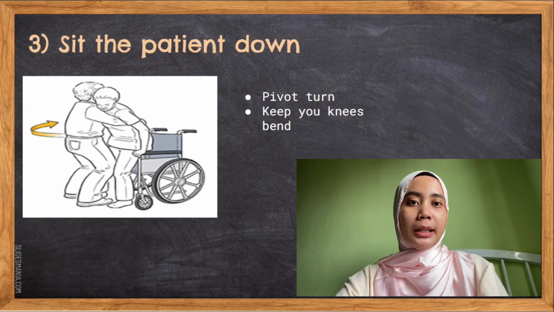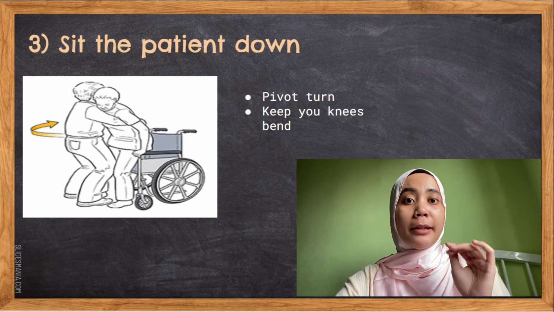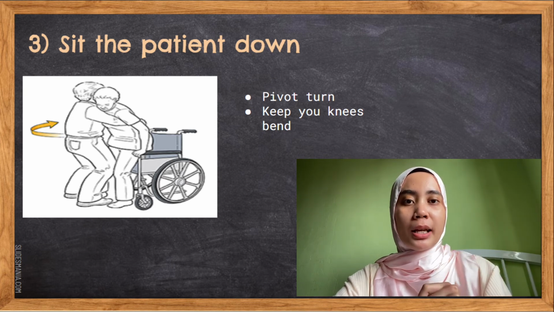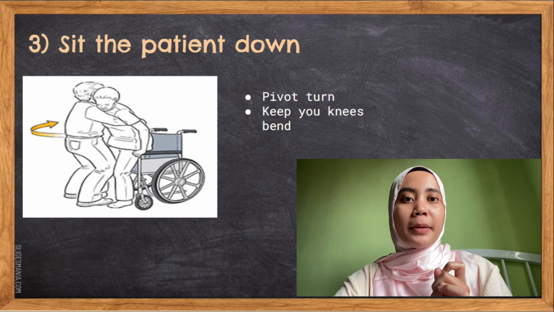Okay, so lastly, you need to bend your knees and then make a pivot turn to lift the patient and sit them on the wheelchair. After that, keep your knees bent until the patient's legs are touching the floor, and then remove the gait belt gently, and help them to place their legs on the foot pedals of the wheelchair. Then you can ask the patient if they are comfortable with the wheelchair, with the seat, or whether they need anything else.